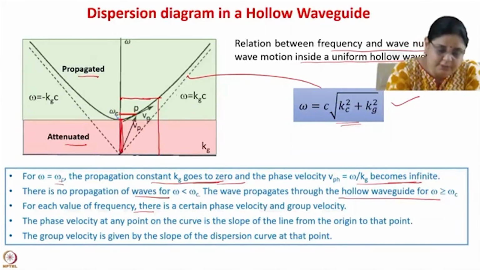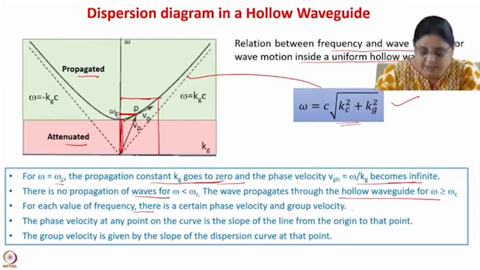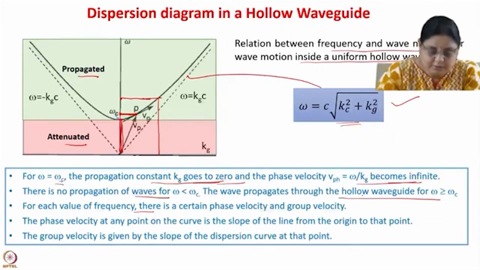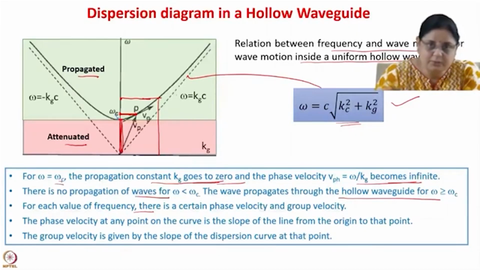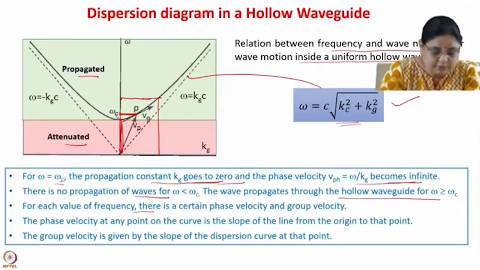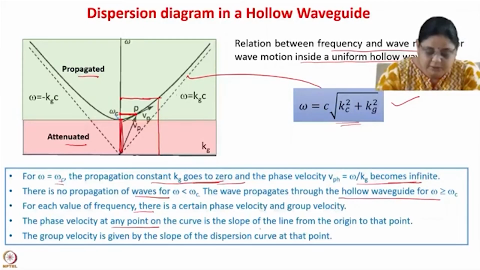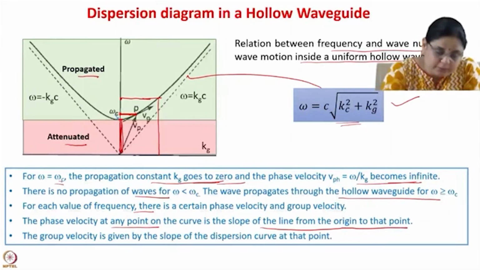So let's take a frequency here. Corresponding to this point on the curve, there is a phase velocity and a group velocity. What is the phase velocity? The phase velocity, as you know, is omega by k. So the phase velocity at any point on the curve is the slope of the line from the origin to that point. So for this frequency, you take a line from the origin to this point. The phase velocity is defined as the slope of this line.